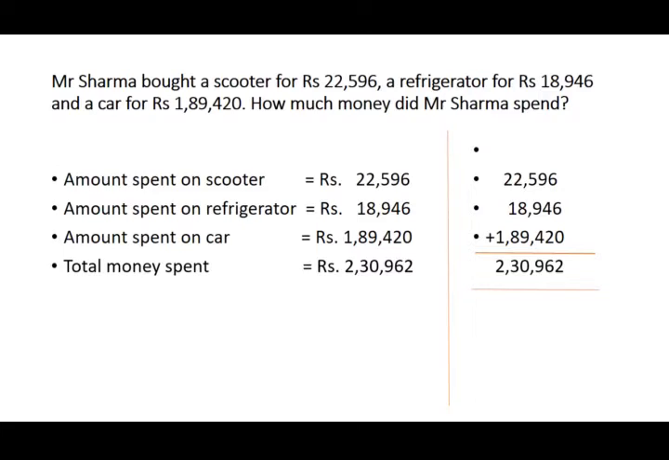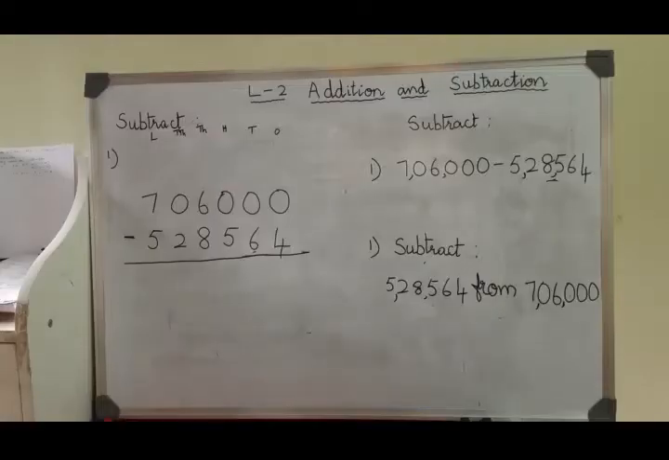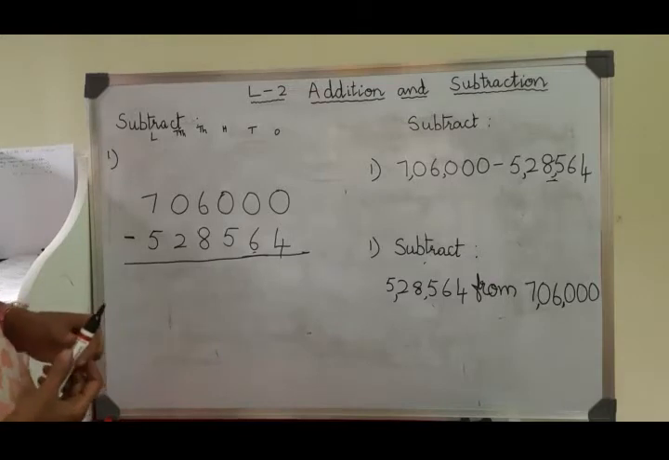It is not only a number, it is an amount. So you have to write the unit. Rupees is the unit for amount, money. Now, rupees 2,30,962. If you don't write the unit, you will lose half a mark. Children, we will learn subtraction.